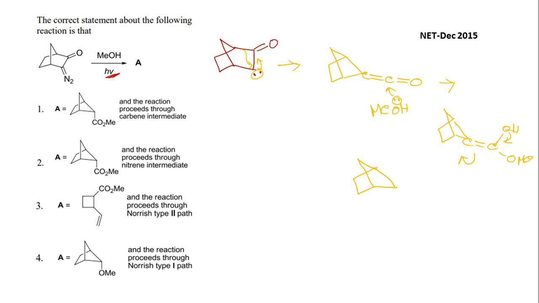So it will be COOMe. Now CO2Me with a 5-member ring, that you can find in option A as well as option 2. But here it is mentioned it is through a carbene intermediate, and option 2 is saying that it is through nitrogen. So obviously option 2 is not correct. 3 and 4 we have already cancelled. So this should be the correct option. Fine.